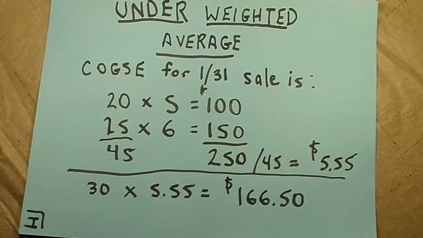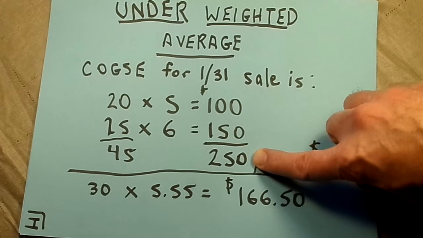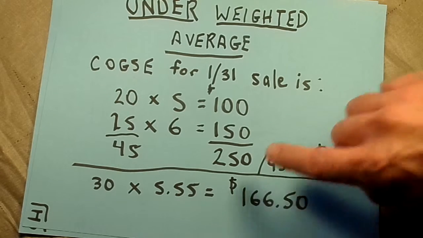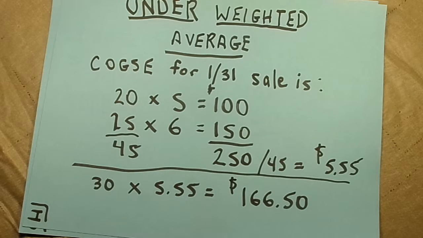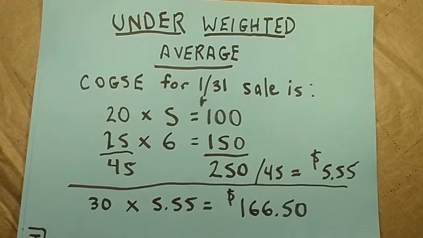Under average cost, this is what we would do. For that same set of transactions, we would first figure out the cost of all of the items in inventory, $250. We'd figure out that there are 45 of them. We'd divide 250 by 45, come up with $5.55, and then we would determine the cost price by taking 30, multiplied by $5.55, the average price, and come up to $166.50.